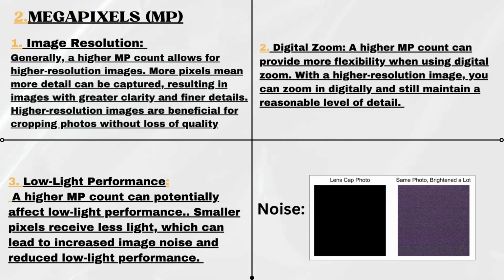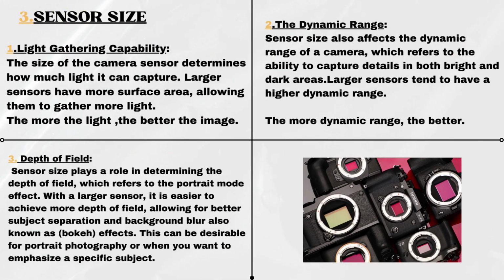Thirdly, sensor size is an important factor that influences the performance and image quality of a smartphone camera. Firstly, light gathering capability. The size of the camera sensor determines how much light it can capture. Larger sensors have more surface area, allowing them to gather more light. The more the light, the better the image.